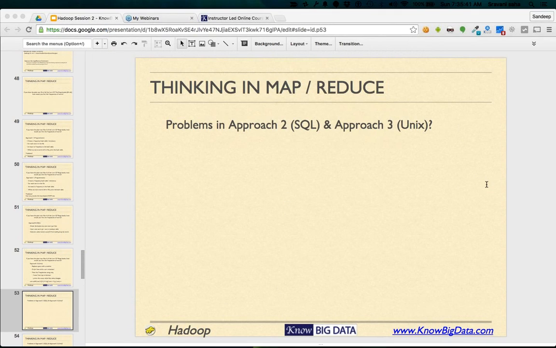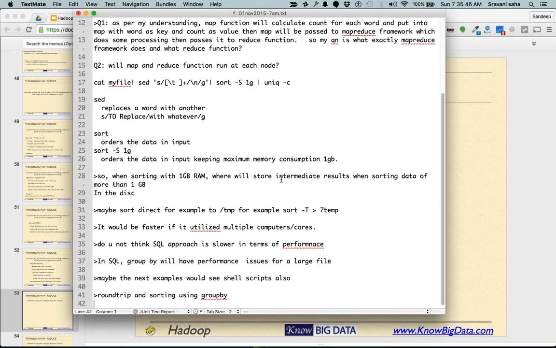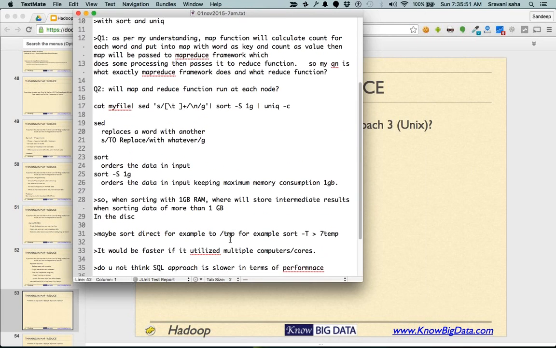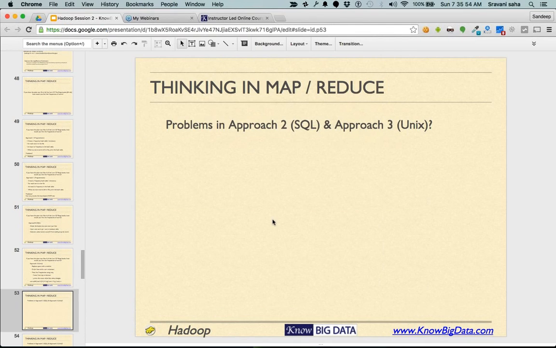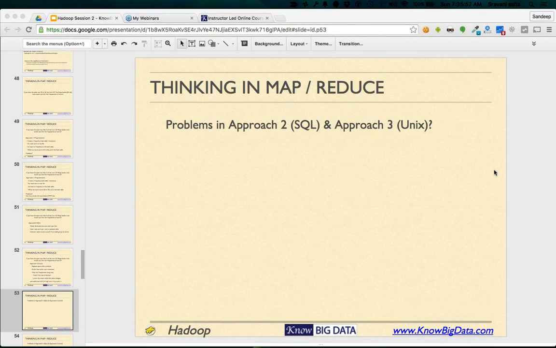All right. Pankaj says round trip and sorting using group by. Okay, okay. All right. Good. So, any other suggestions? What are the problems you see with approach number two, which was SQL, and approach number three, which was Unix? Okay. So, there are problems with both of these approaches, and those cannot be handled.